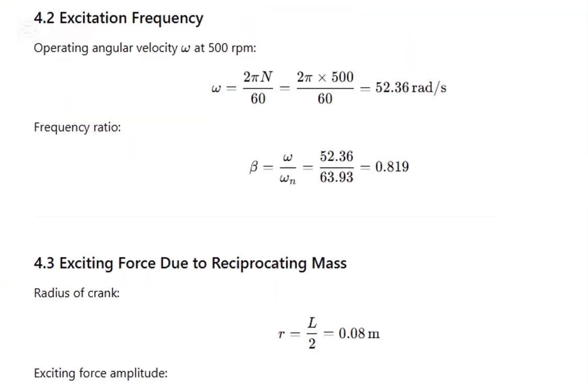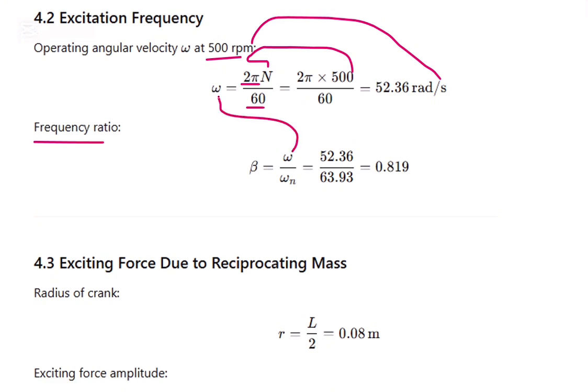Then the excitation frequency we need to find out. That we are getting from the 500 rpm. That's 500 is the number of rotations, and 2 pi by 60, that's from minutes to seconds we are converting. And the frequency ratio, that's omega operating frequency to natural frequency, that's around 0.819, that's close to the natural frequency, right? If beta is 1, resonance occurs.